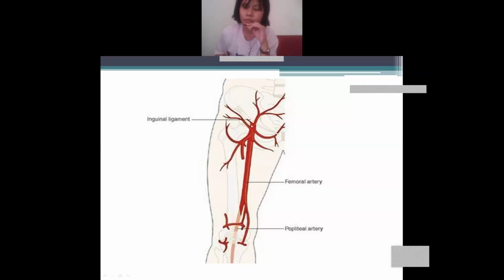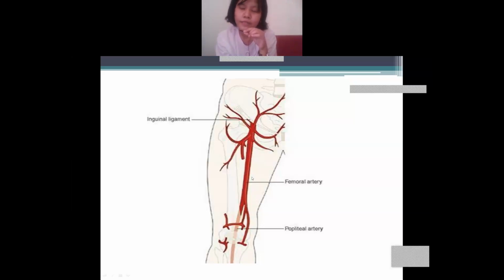First, this is the inguinal ligament, meaning your thigh. Obviously, it will come from your thigh portion first. This is your thigh, right? So from your thigh, what happens from the inguinal ligament? From your inguinal ligament, what arteries will form? The femoral artery will come out. This is the femoral artery.